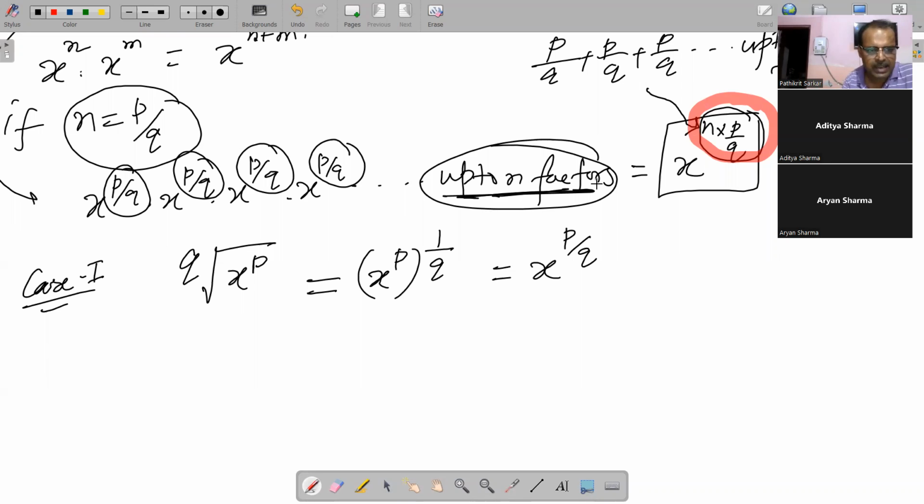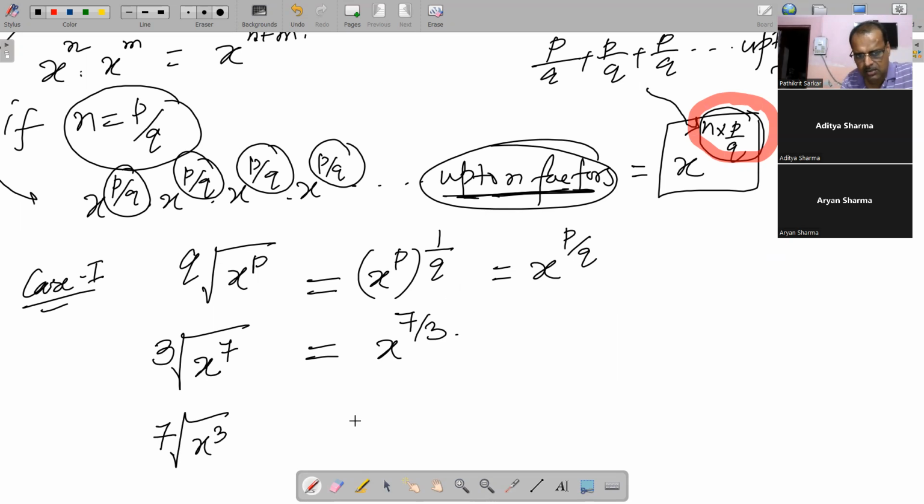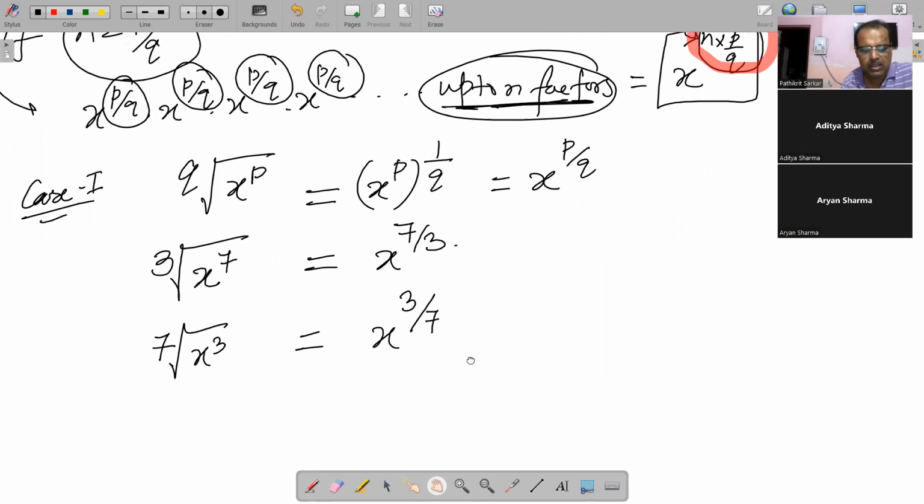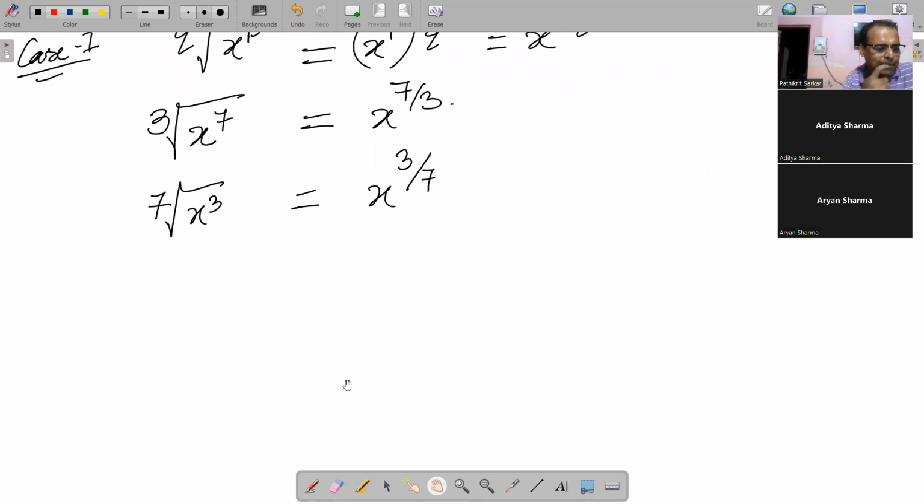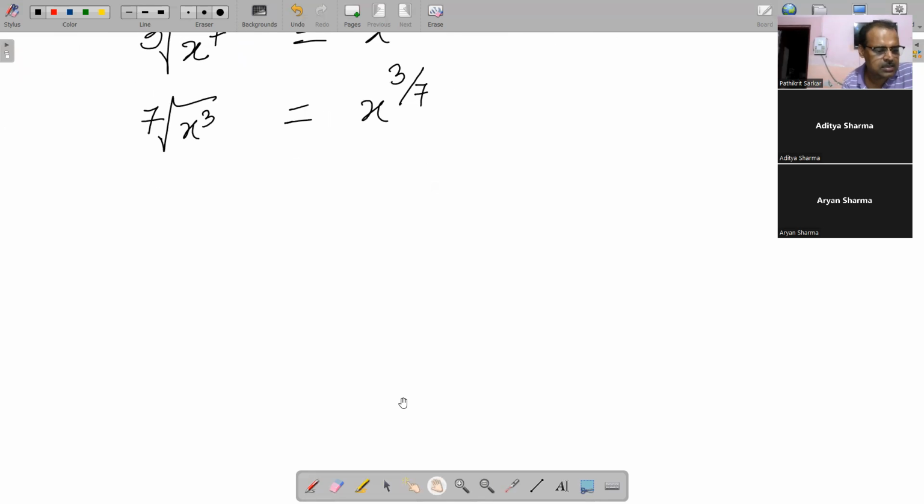If you go by the numerics, suppose this is 3 and x to the power 7. So that means we are writing x to the power 7 by 3. This is the way we used to write. Suppose if we take a figure like this, this is x cube. That means we used to write it in the form of x to the power 3 by 7. So this is the way we usually write it down. Okay. This is the process of writing these things. So this is the way.